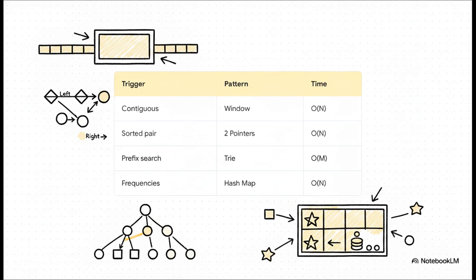If you hear contiguous range, boom, sliding window. Hear sorted pair, two pointers. Hear prefix search, trie. Hear frequency, hash map. State the pattern out loud to the interviewer immediately. It proves to them you're reasoning systematically, not just throwing darts in the dark.